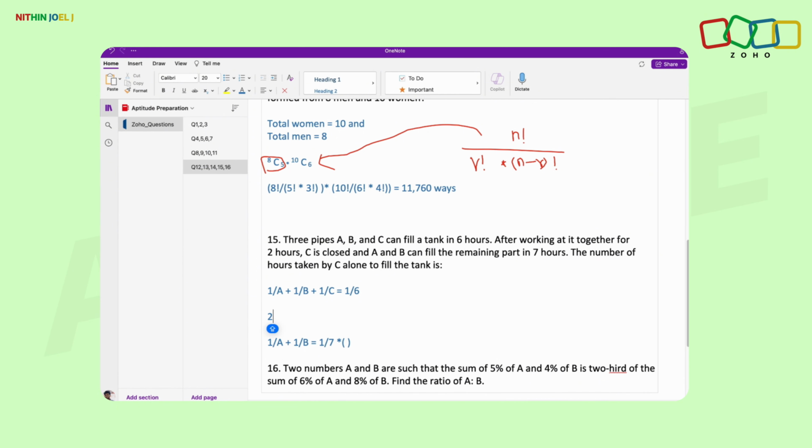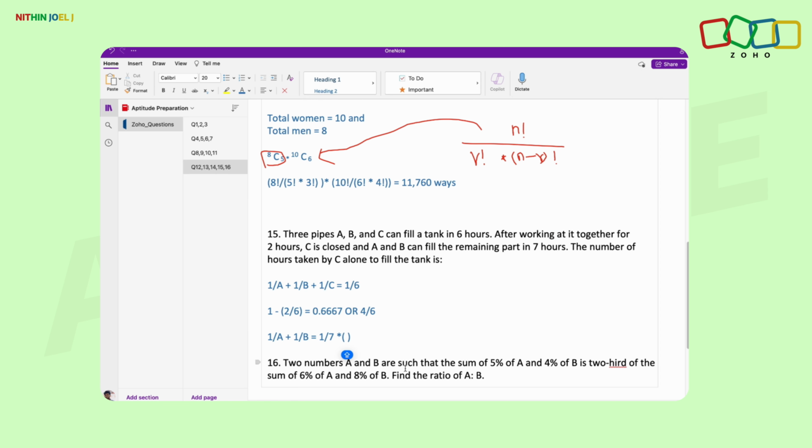2 divided by 6. So the total time taken by A, B and C to fill the tank is 6 hours. In this 6 hours, 2 hours is the duration that all three A, B and C are being used to fill the tank. We have to subtract this from 1. So 1 minus 2 by 6, because we have the contribution of C's pipe for 2 hours over there, which is equal to 4 by 6 over here. So you have to substitute this 4 by 6.